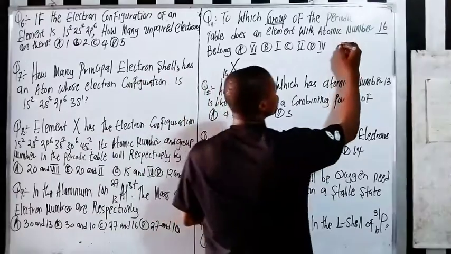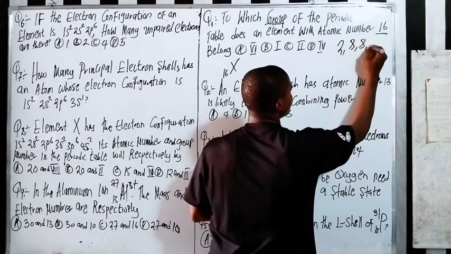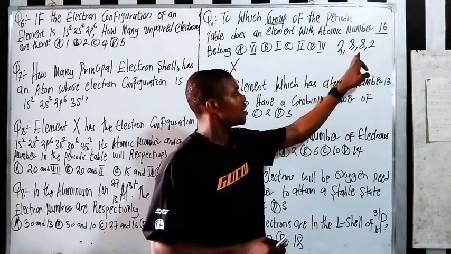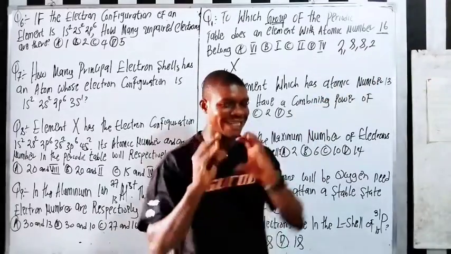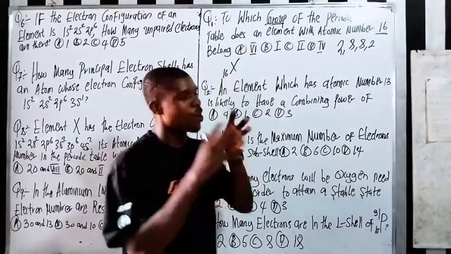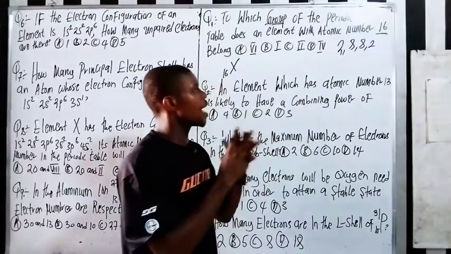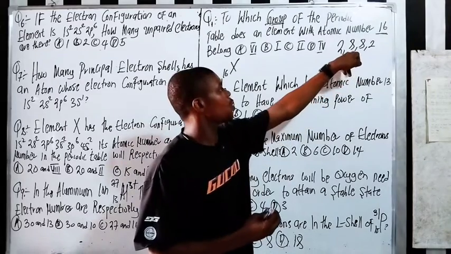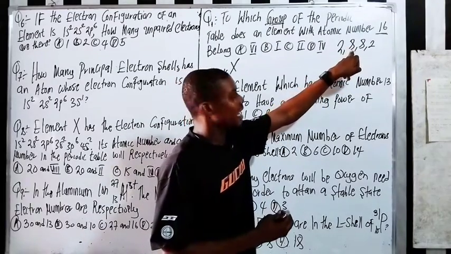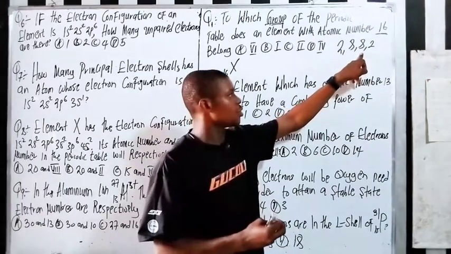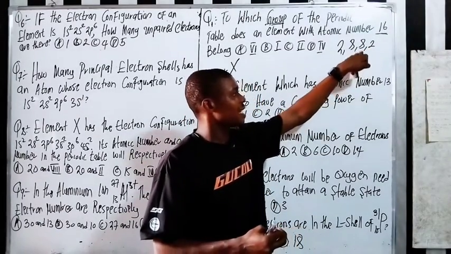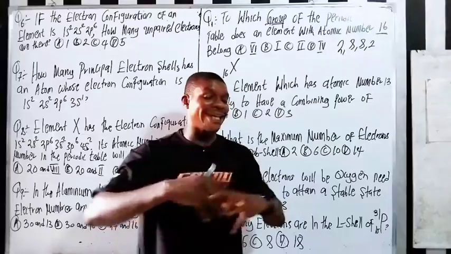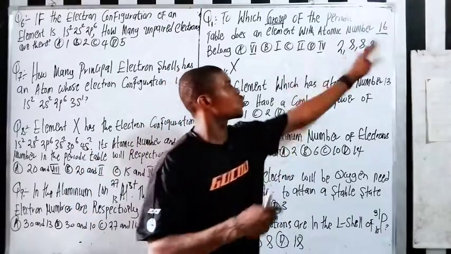So we are using 2, 8, 8, 2. What does it mean? This means first shell, second shell, third shell, and fourth shell. For the sake of this question, we are using this system. The first shell is going to get 2 electrons, the second shell is going to get 8 electrons, the third shell is going to get 8 electrons, while the fourth shell is going to get 2 electrons. So this will only work for the first 20 elements. As you move higher, this no longer works.